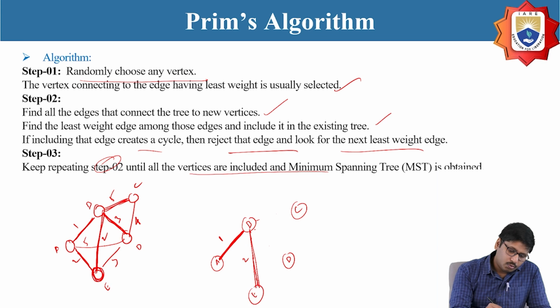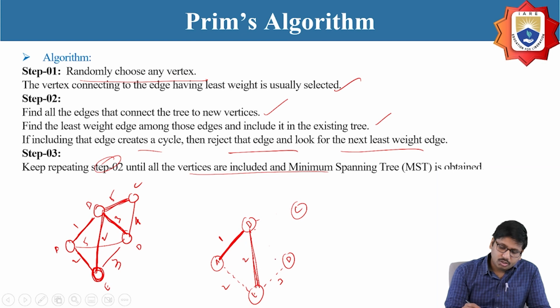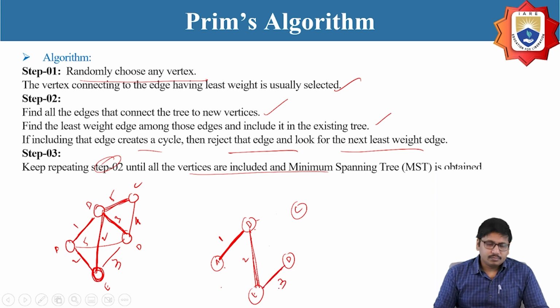And from here, what is the next minimum? This should be 3. The 2 is already there. If I go from E, the edges should be 2 and 3. These are the edges that are connected from E. Among these, which one can I select? 2 is minimum, but if I select it, it is going to form a cycle. So that's why this one is not going to be selected, and this edge is going to be selected since it is 3.